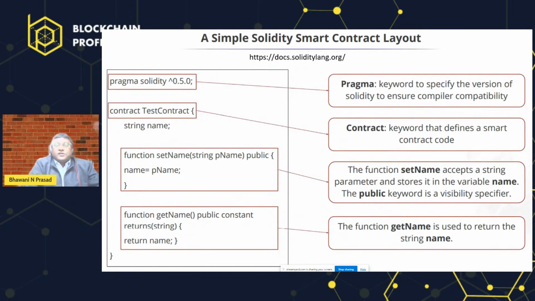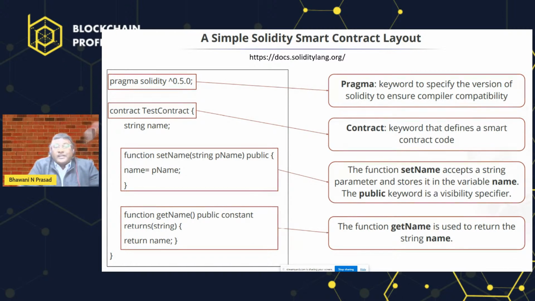So what is the contract layout? You can refer to docs.soliditylang.org if you want to know details. But here it starts first with pragma. When you define a smart contract, the first line is pragma solidity and its version. It is a keyword to identify the version of Solidity to ensure compiler compatibility.